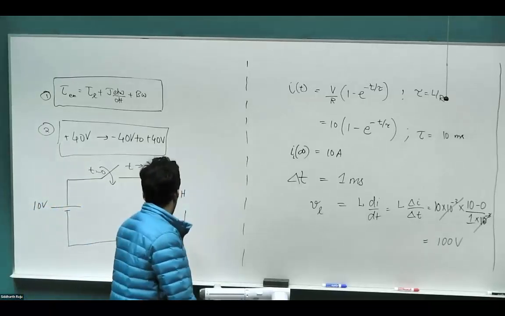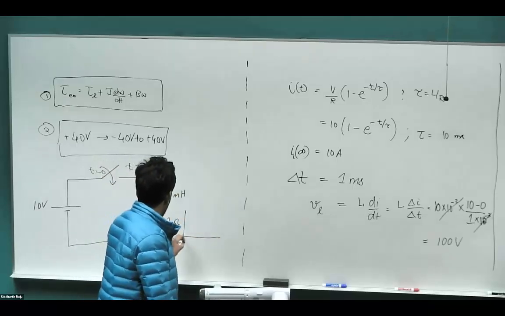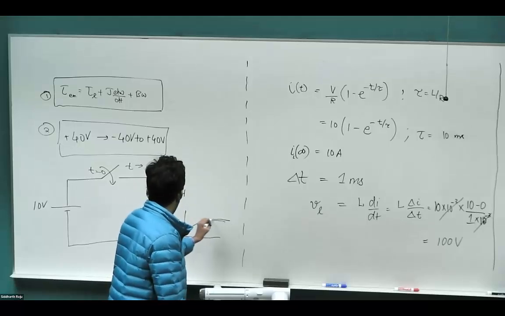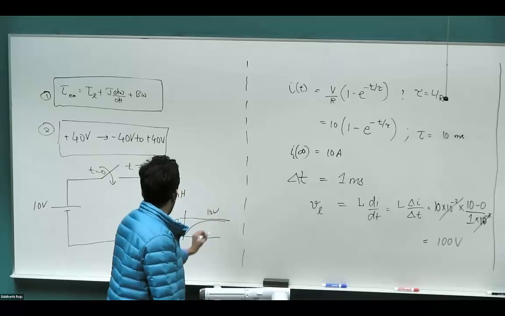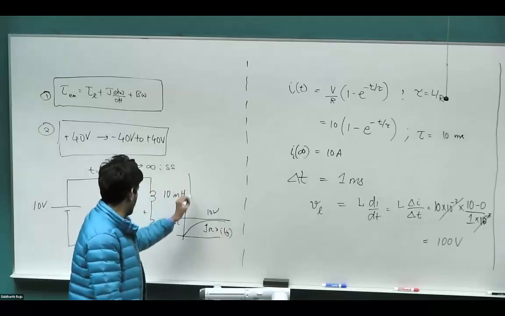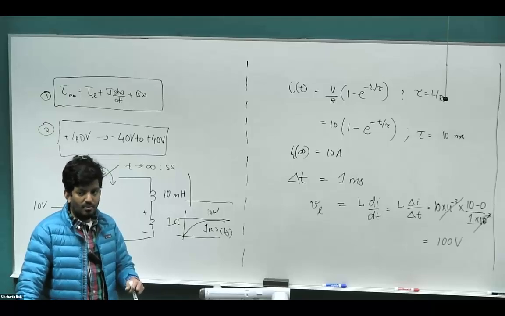So from the current, we can say what the voltage across the resistor is going to be, assuming this to be positive, this to be negative. The voltage is just going to look like this, right? Since it's 1 ohm, it's going to reach 10 volts at steady state. So this is just 1 ohm times the I of t that we have. What will be the voltage across the inductor? Anybody?